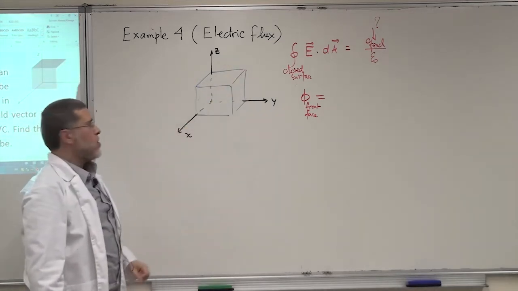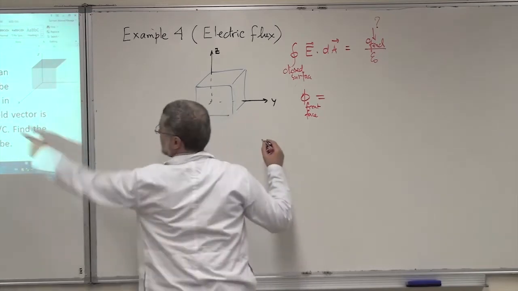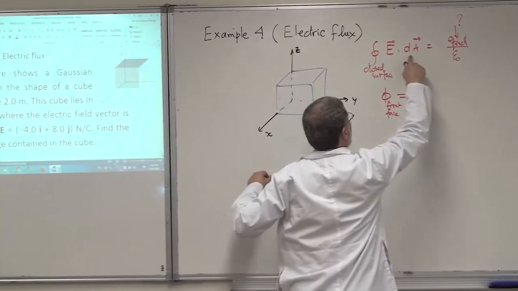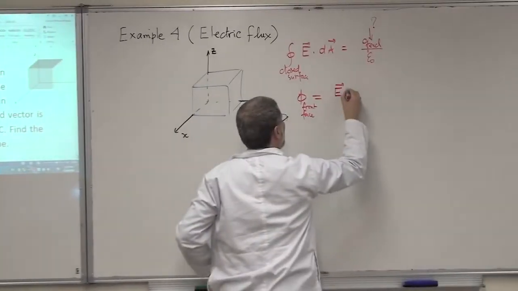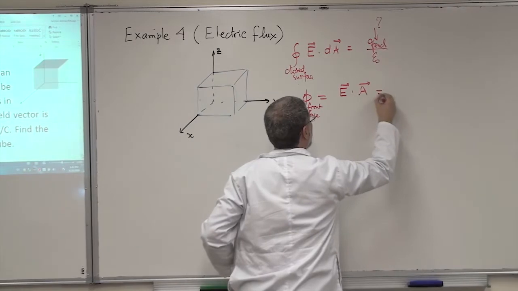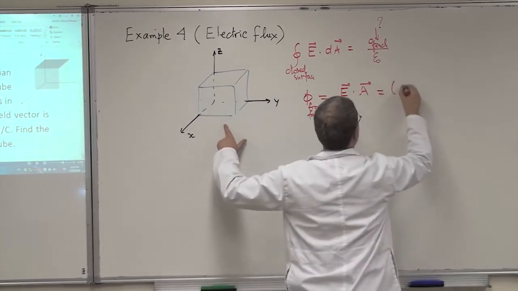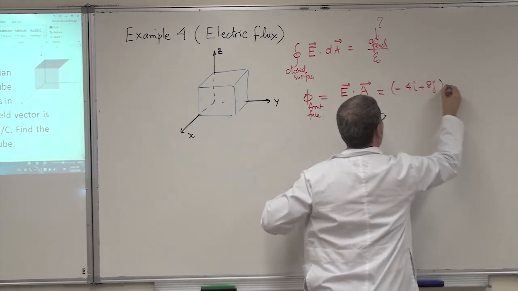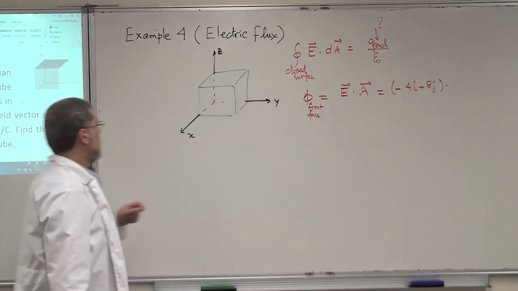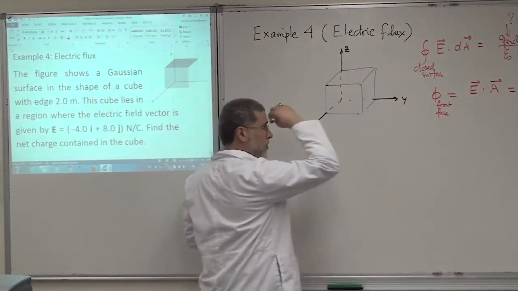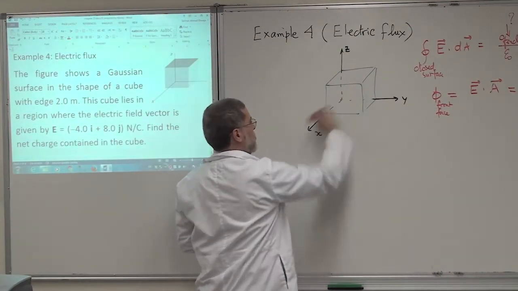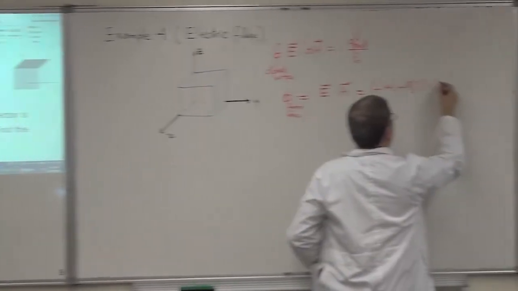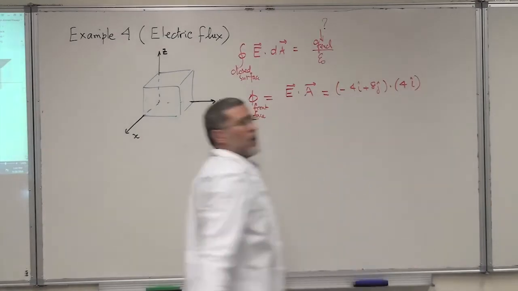For the front face, I'm going to write the electric field as it is, okay? There's no integration because E is uniform, it gets out, and dA will become A. So I have E dot A for the front face. E is what? Minus 4i plus 8j dot, what is the vector area for the front face? I told you the vector A is always pointing outside for a closed surface. So it will be along the x-axis, 4i, like this.